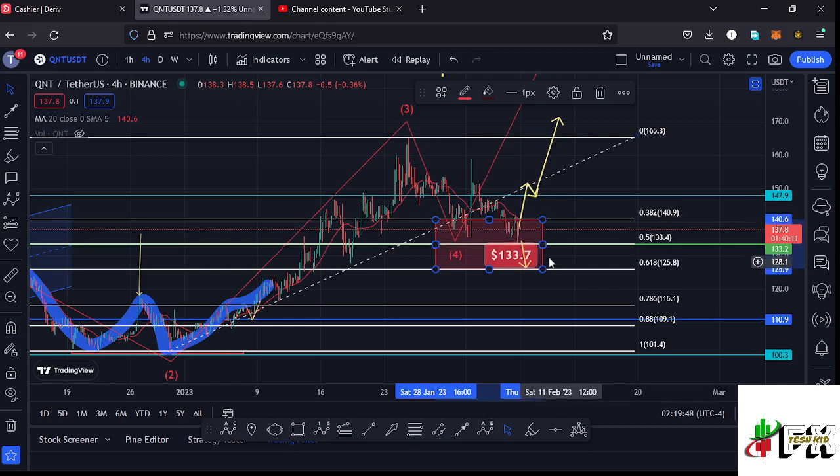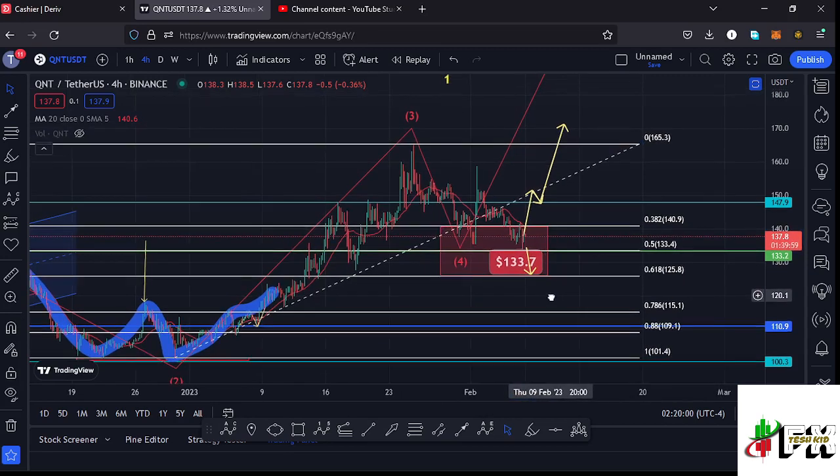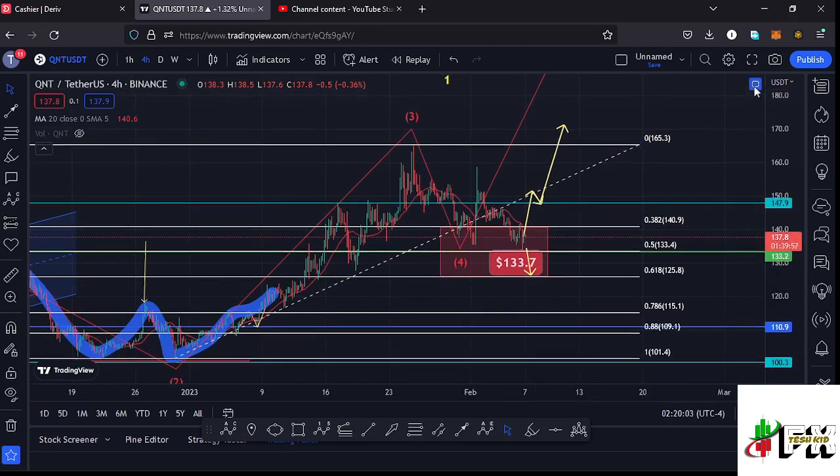$125.8 mark, and these can only happen in case we lose the key area of support at around the $133.2 mark. We can expect a low between the $133.4 and the $125.8 mark. So let's be patient and see how that plays out, and I'll be keeping you updated on that.